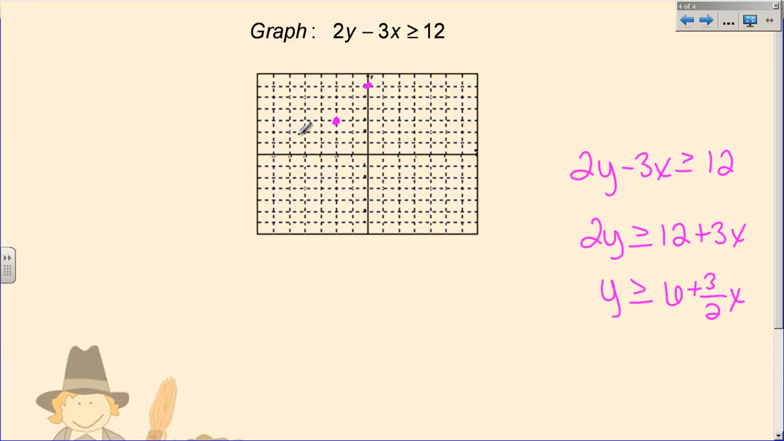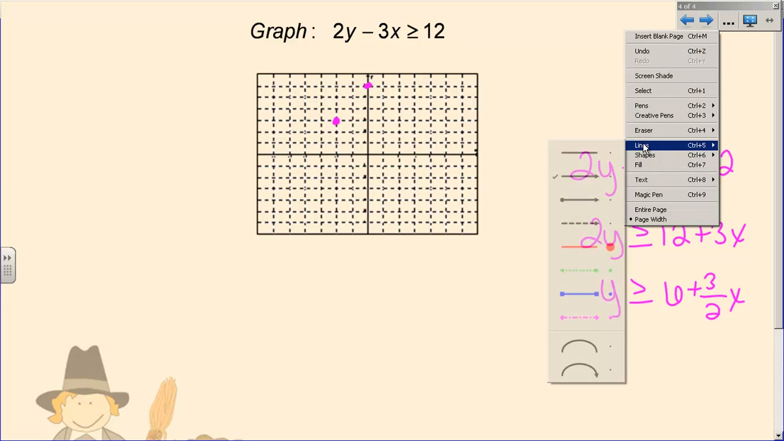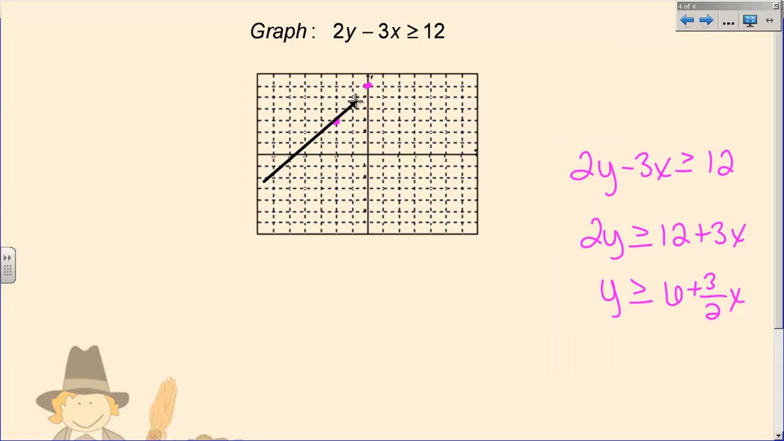And since this is a greater than or equal to, I get a solid line through those 2 points. And then I get to shade everything that is greater. And so from here, things that are greater are up, so I get to shade this part of my graph. So all the points inside that shaded area and on that line count as solutions. So that's how we graph an inequality.